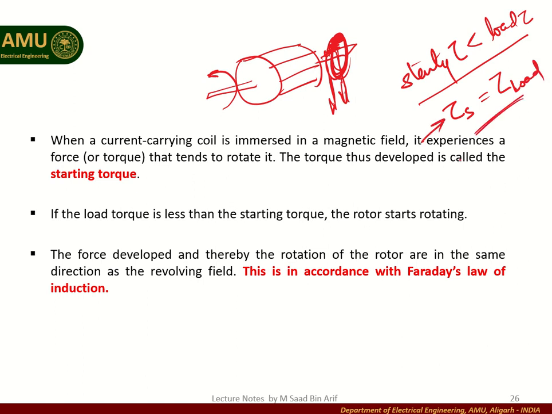The rotor will only rotate when the starting torque is greater than the load torque, so that it will overcome the load. Only then the rotor will rotate. If the load torque is less than the starting torque, or we can say the starting torque is more than the load torque, the rotor starts its rotation.